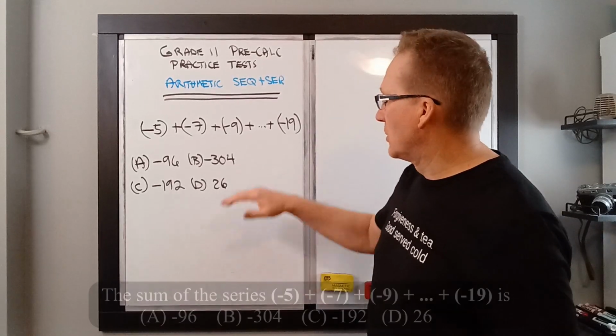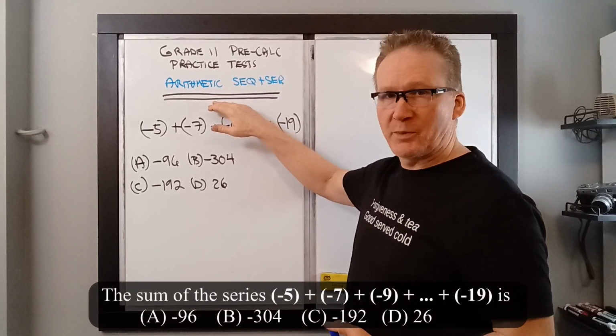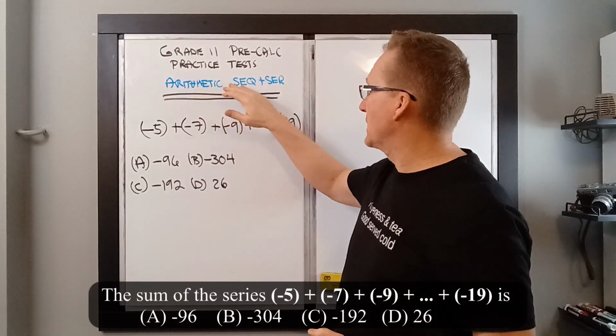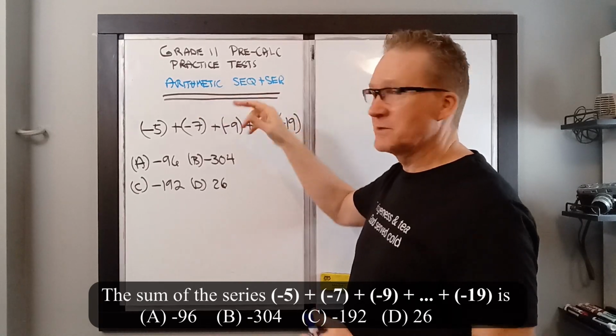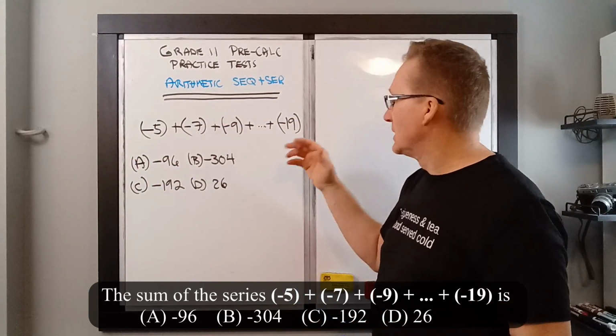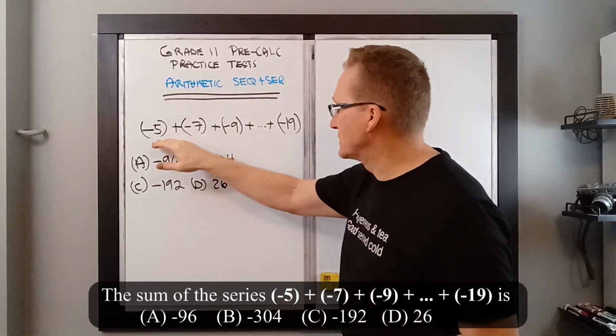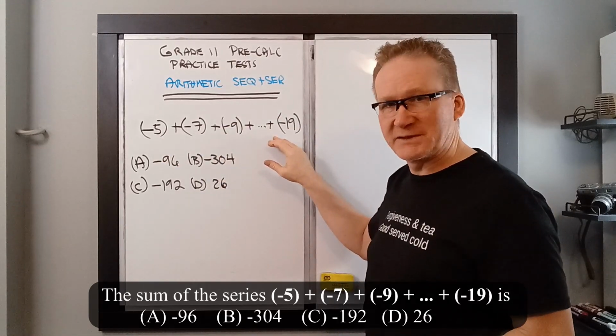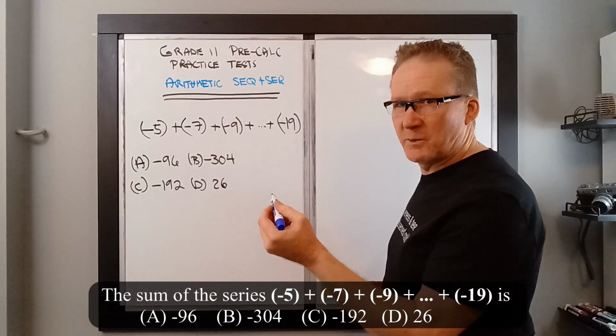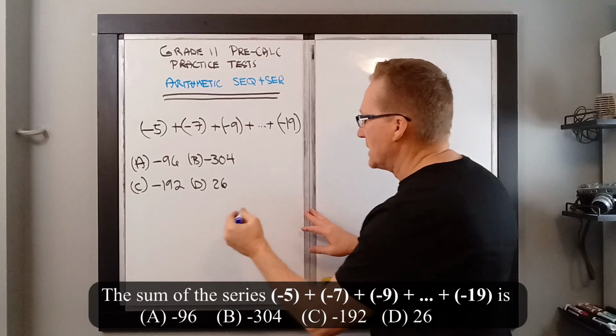Hi there, we are looking at another one in our practice questions in arithmetic sequences and series. Remember, a sequence is just simply a set of numbers that are related to each other. A series is those numbers added up. So now we have a series of numbers. There's two different ways of getting this sum here.